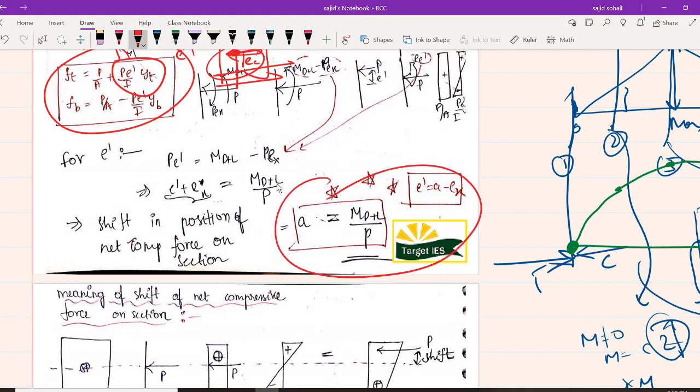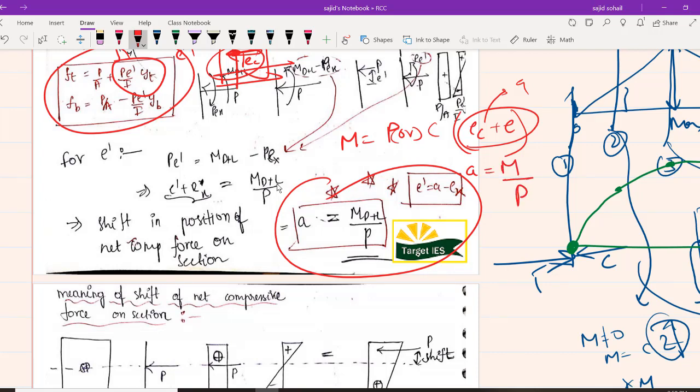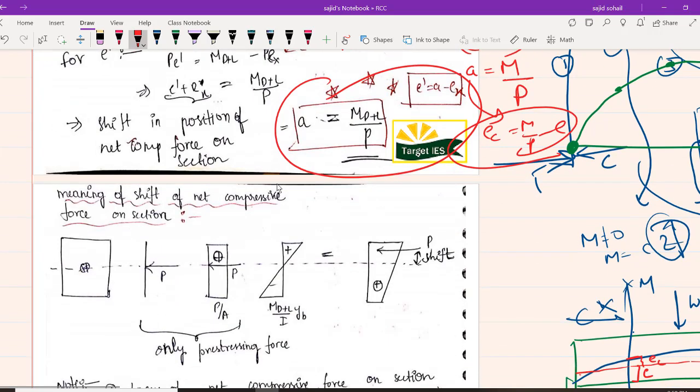Okay. In this, whatever notes I have written, in that I have represented in a different manner. I have just written very simple. I know my moment is nothing but P or C into lever arm, which was EC plus E, right? In this EC plus E I have just written as A. Instead of writing as two terms I have written as A. So what will happen? My A is nothing but M divided by P. And from here if you want EC, that will be nothing but M by P minus E. So same concept, no problem.